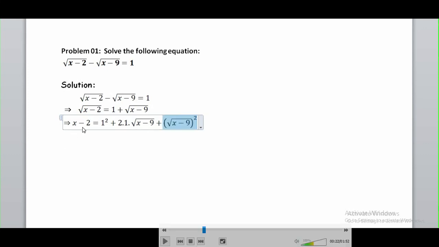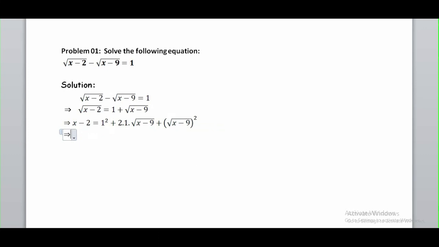In x minus 2, this comes from squaring root over x minus 2 from the left side, and at the right side there are two terms. Therefore we will square these terms using the whole square formula, that is 1 square plus 2 into a into b, that is 2 into 1 into root over x minus 9, plus root over x minus 9 whole square. x minus 2, 1 plus 2 root x minus 9 plus x minus 9.